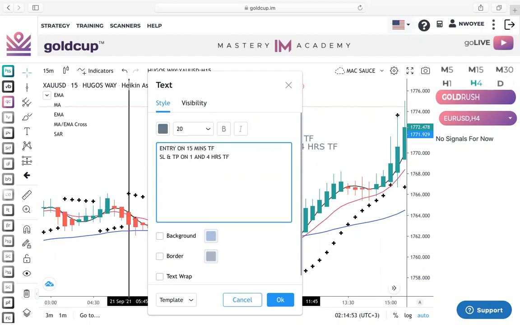So my rule is SL for gold is usually 30 to 40 pips. For a regular pair, it's just 20 to 30 pips. SL on gold. Regular pair, just 20 to 30 pips, right?